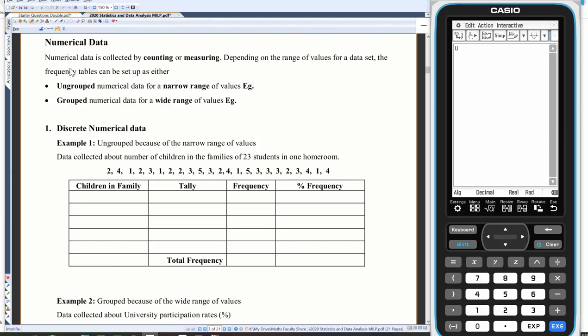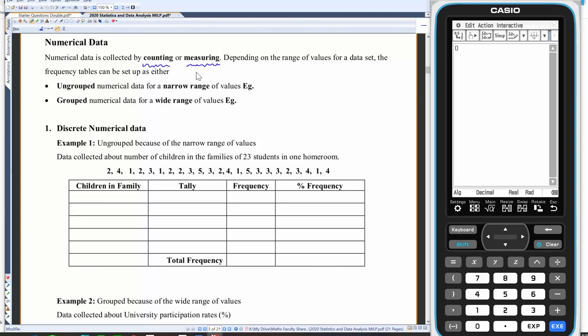Okay, for this video, what we're going to do is start to process some numerical data, and we're going to throw this numerical data into what we call a frequency table. Now, recall that numerical data is collected by either counting something, so counting how many instances of something happened, for example, number of cars in a car park or number of students in a class, something like that. Or by measuring.